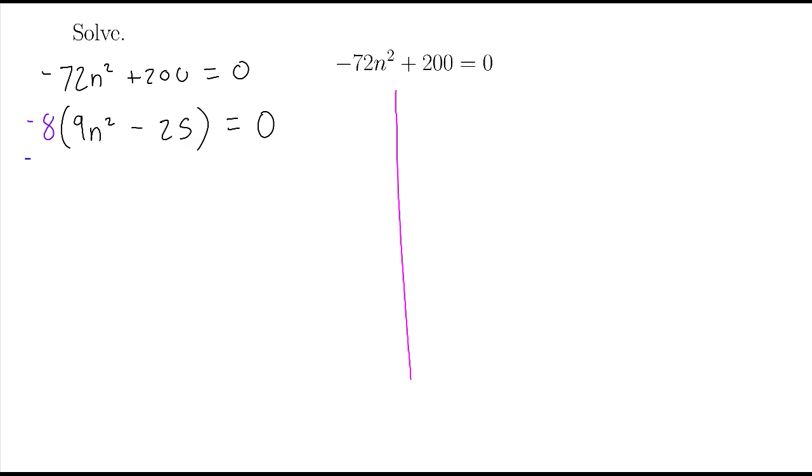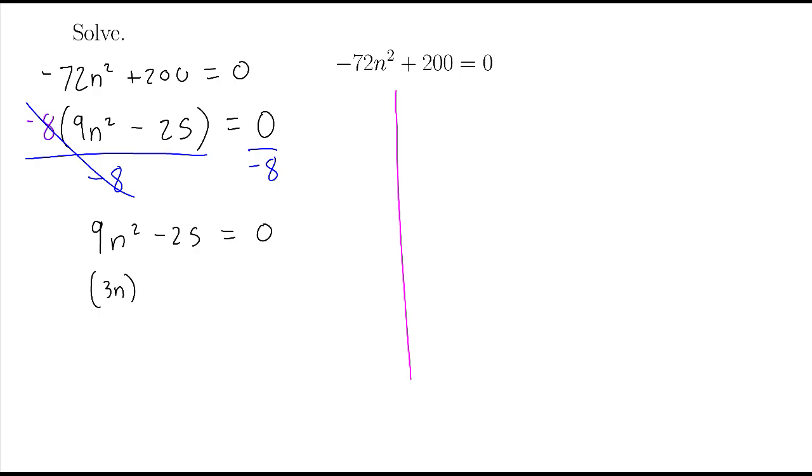All right, well, I want to get rid of that negative 8. I'm going to divide both sides by negative 8. That'll cancel it right on out. And that will leave me with 9n squared minus 25 equals 0. Now, I recognize that this is a difference of squares. Something squared minus something squared equals 0. So I can say 3n squared minus 5 squared equals 0. Okay, I don't usually write that step out, but that's what I'm thinking. So there it is. 3n squared minus 5 squared equals 0.